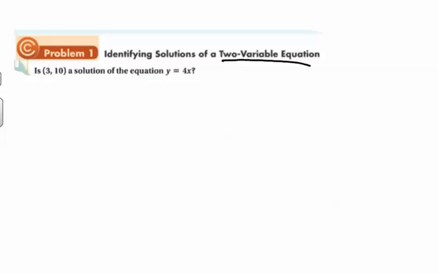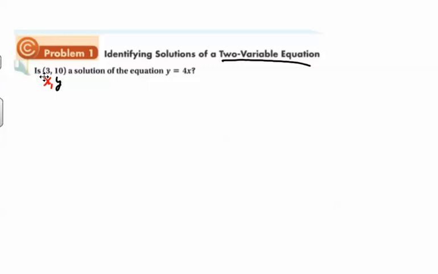It says, is 3 comma 10 a solution of the equation? Oh, I don't know what that 3 comma 10 is, but I'll tell you right now. 3 comma 10 is an x comma a y. It is a point. Okay, it is actually a point.